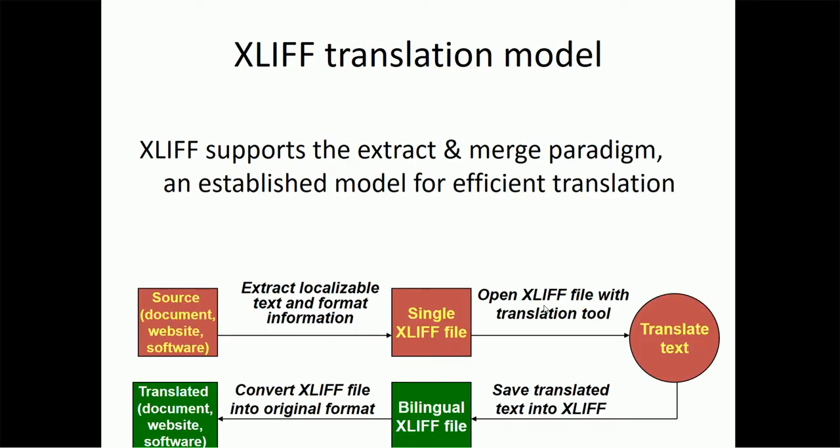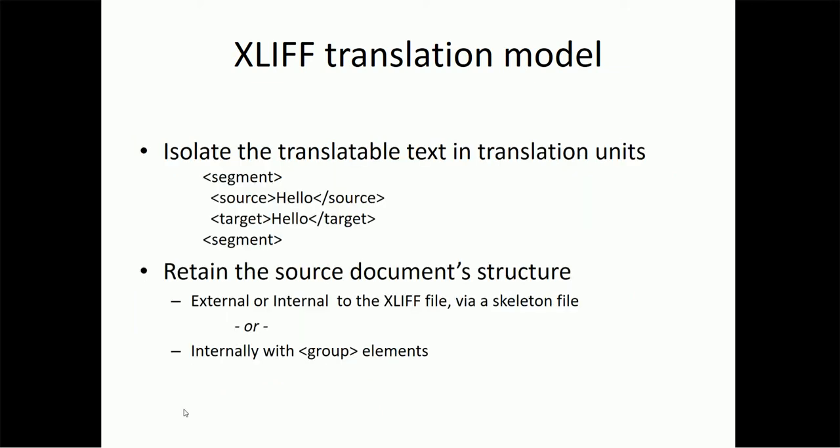So graphically, that looks something like this. We're talking about the extract and merge paradigm. We start off with a source document, website, or software. We extract the localizable text and format information into a single XLIFF file. The translation service provider opens the XLIFF file with their translation tool, and they translate the text. They save the translated XLIFF file, so now we have a bilingual XLIFF file, which we convert back into its original format, and we have a translated document, website, or software.